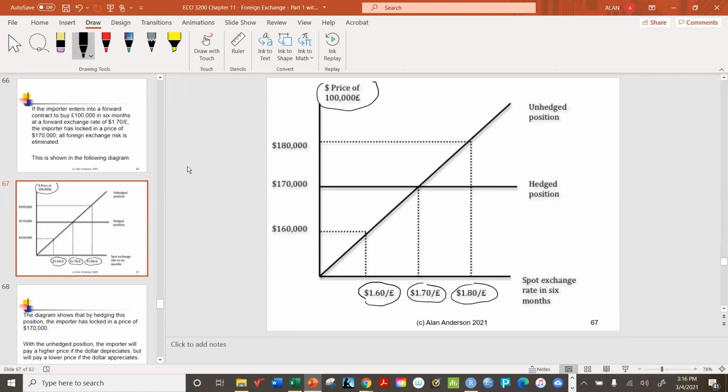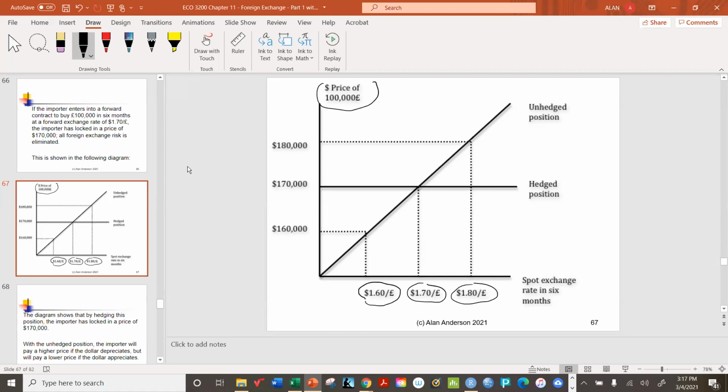Now, what should I do? Well, that depends. If you just want to get rid of all of your risk, then you certainly should hedge your position. On the other hand, if you're kind of nervous, but you're pretty sure that the dollar, if anything, will get stronger and will be down here somewhere, maybe you're willing to take a chance and wait and see what happens. On the other hand, if you think up here will happen, if the dollar is going to get weaker, then you absolutely want to hedge your position.